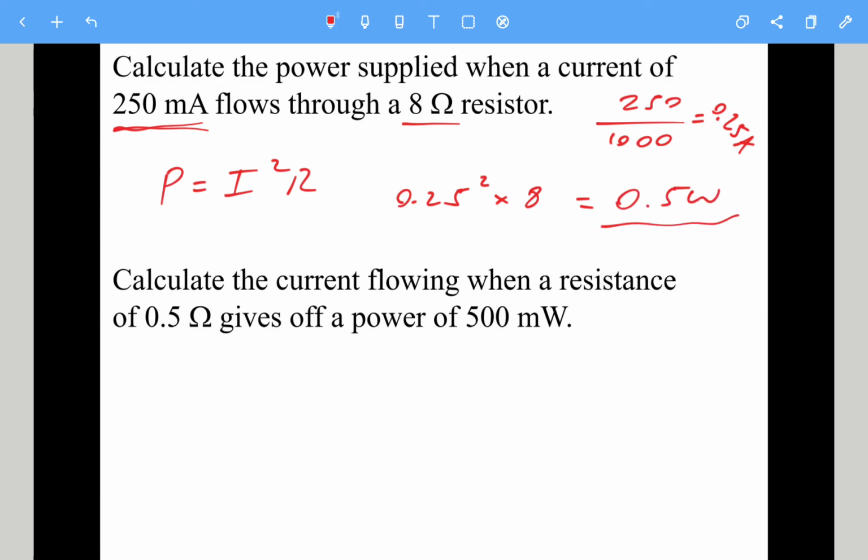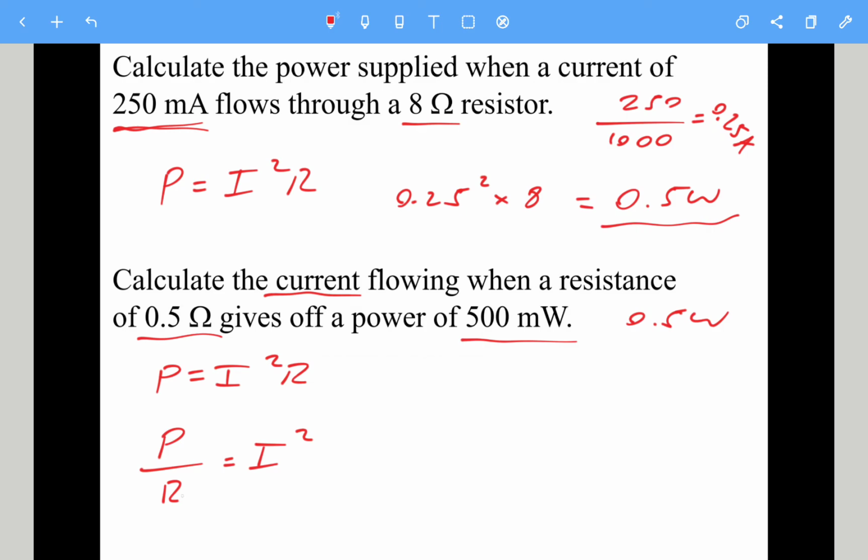0.5 watts. Next one, calculate the current when we've got a resistance of 0.5 ohms and a power of 500 milliwatts. So the 500 milliwatts is 0.5 watts. So again, power is I squared R. So to get current, we need to get rid of the times R. So power divided by R equals I squared. And then once we've done power divided by resistance, we just need to square root. So the power is 0.5 divided by resistance, 0.5. So 0.5 divided by 0.5 is 1. And then the square root of 1 is 1. So the answer is 1 amp.